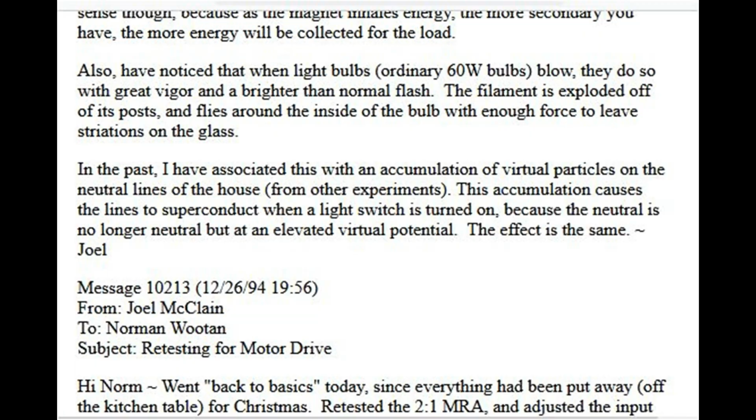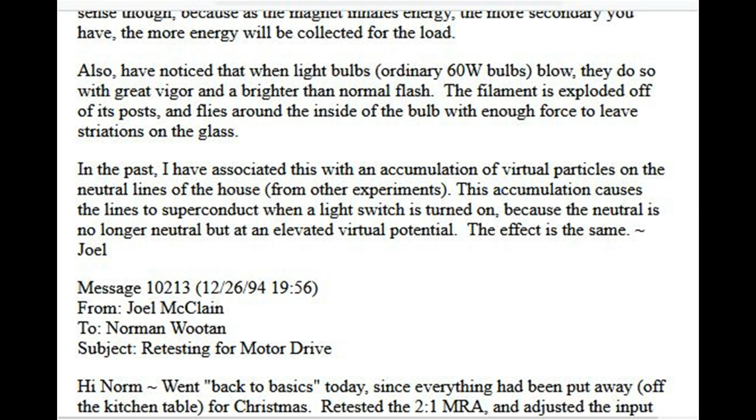Also, I have noticed that when light bulbs, ordinary 60 watt bulbs, blow, they do so with great vigor and a brighter than normal flash. The filament is exploded off of its posts, and flies around the inside of the bulb with enough force to leave striations on the glass. In the past, I have associated this with an accumulation of virtual particles on the neutral lines of the house, from other experiments.